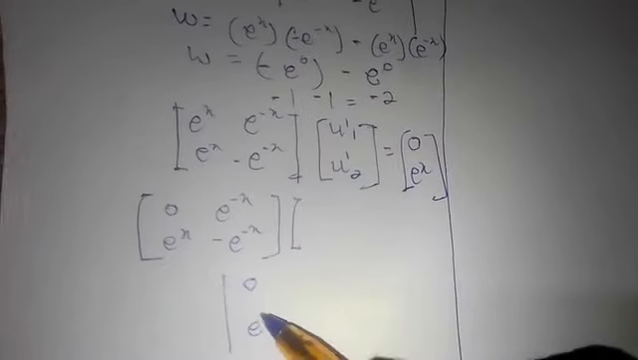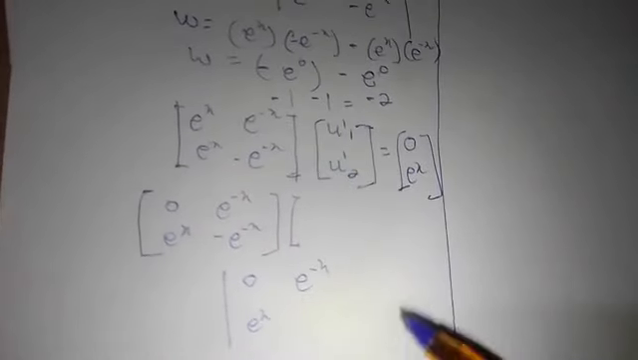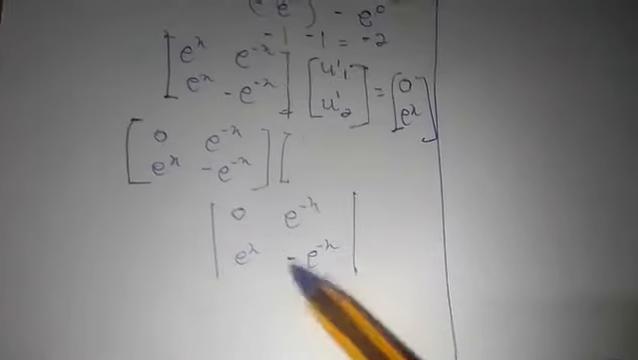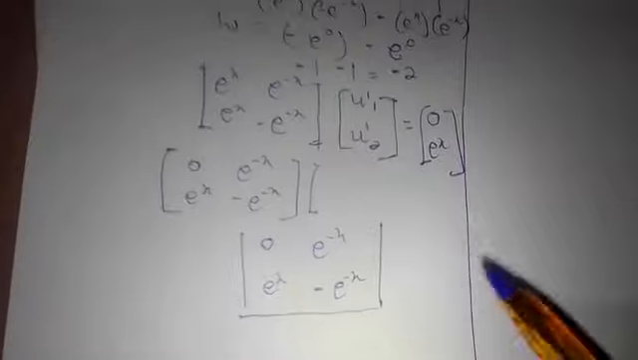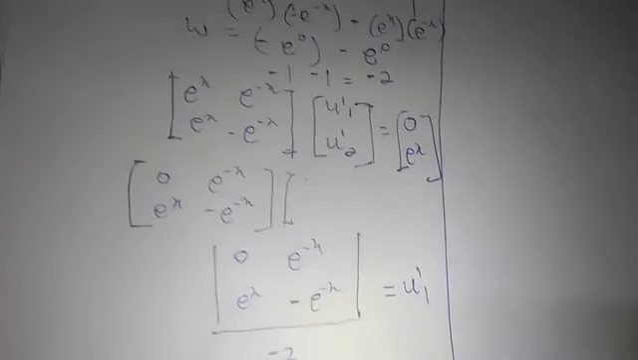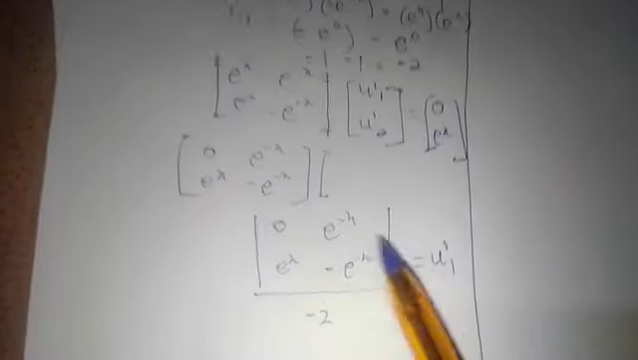If I write it this way, I'll get 0, e to the power x, e to the power negative x, then negative e to the power negative x. And what is this going to give me? By Cramer's rule, I'll divide this whole expression by my W, negative 2, and that will be equal to u prime 1. So let me solve what I have here.